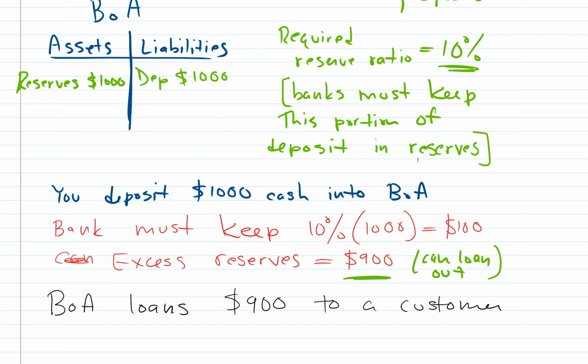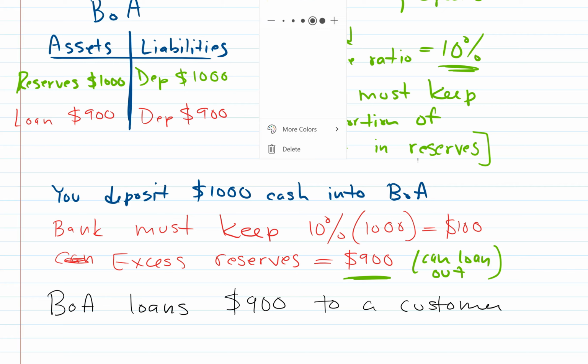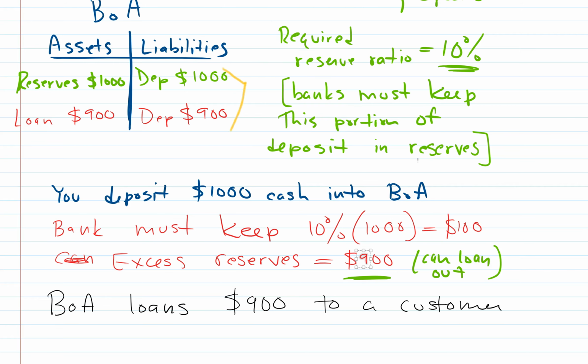It's going to go in on both sides. So the loan, remember, is an asset. So they make a loan for 900, and then they create a deposit into the customer's account. This is a different customer, not the original customer. They deposit 900 in this customer's account, and the customer can take this money out, right? So already we can see that our original $1,000 deposit has actually created two deposits, right?